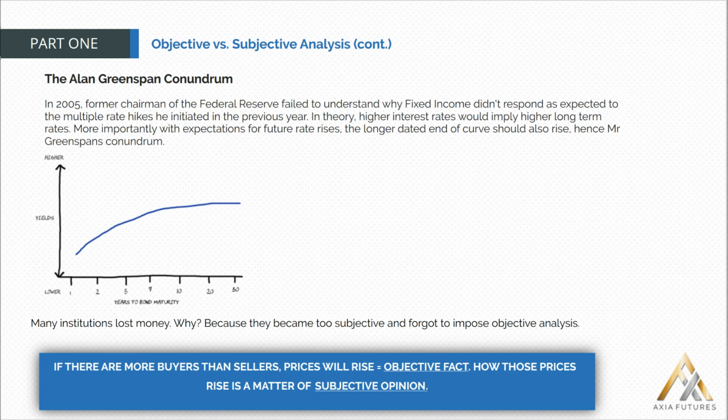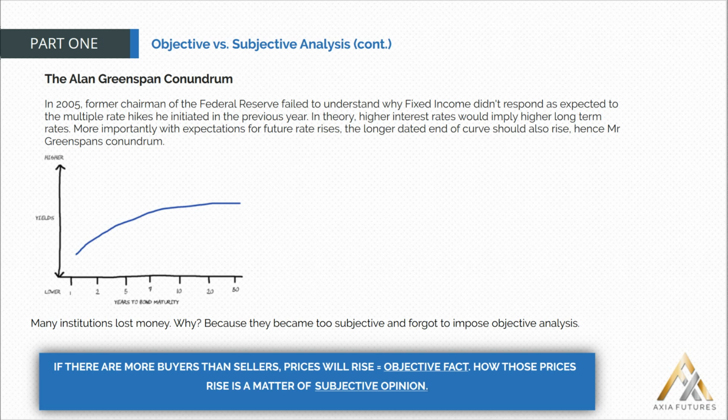So, just a brief summary of how to interpret the difference between objectivity and subjectivity. This is something I keep very close to me, and I write it down quite often. It's simple. If there are more buyers than sellers, prices will rise. That's fact-based objectivity. How those prices rise is a matter of subjective opinion. Write that down somewhere, because that will ensure that you are always remaining as objective as possible with a little bit of subjective analysis.